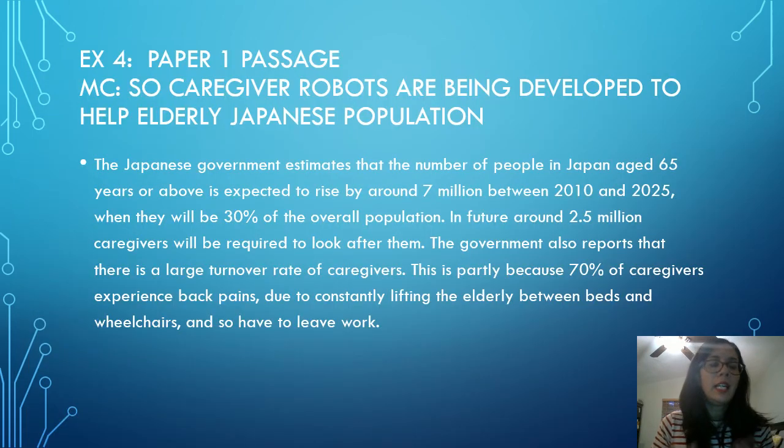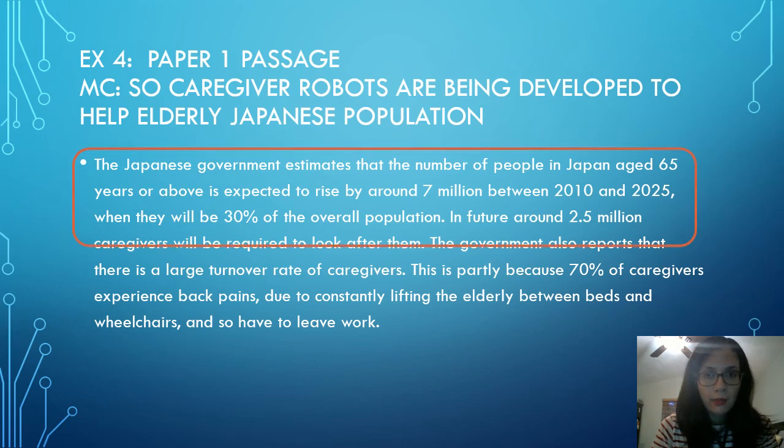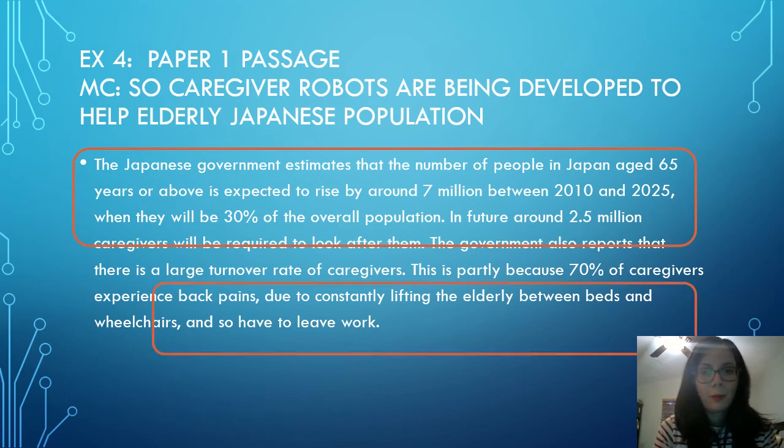Now lastly, in your global paper, you're not going to have a chart. You're just going to have a passage. So this is about the caregiver robots again, and they have a lot of evidence, including the fact that the population of the elderly is expected to rise by 30%. This is coming from the Japanese government, so it's reliable, and a 30% increase is definitely significant.